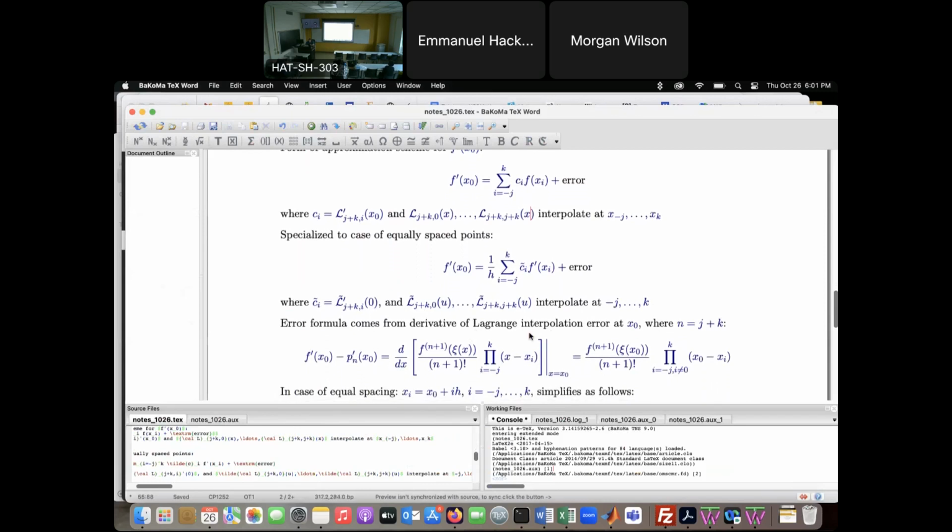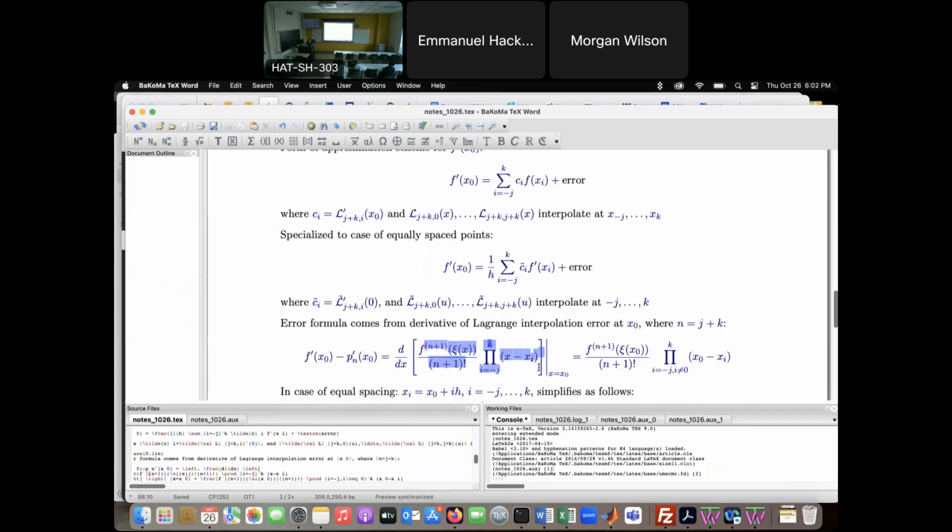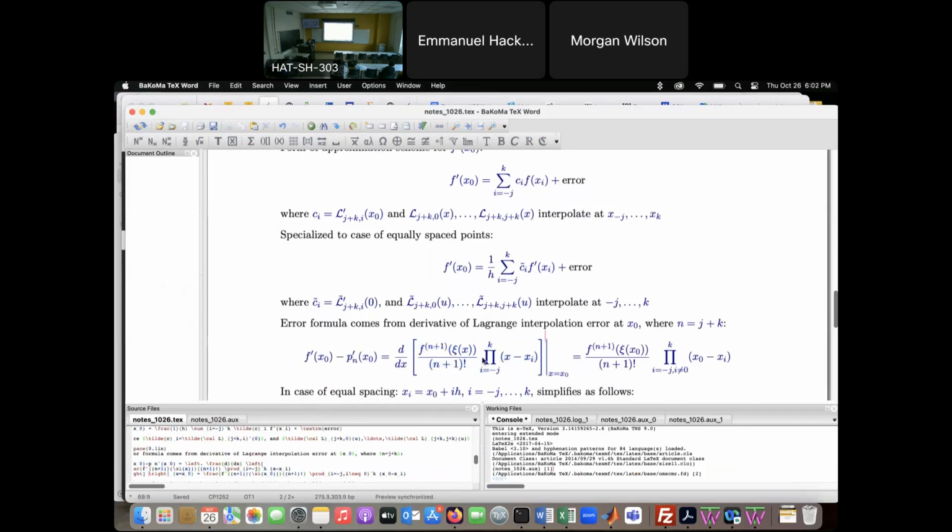As far as the error formula is concerned, we use the formula for error in polynomial interpolation. Because the error formula for polynomial interpolation is for f of x minus pn of x. So, what I'm literally saying is that the error in the derivative is the derivative of the error. So I have f prime of x naught minus my interpolating polynomial prime of x naught. So that's going to be the derivative of this. This is a polynomial interpolation error, theorem 7.4.1, evaluated at x equal to x naught.